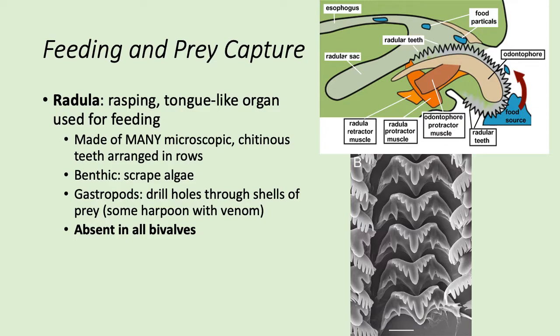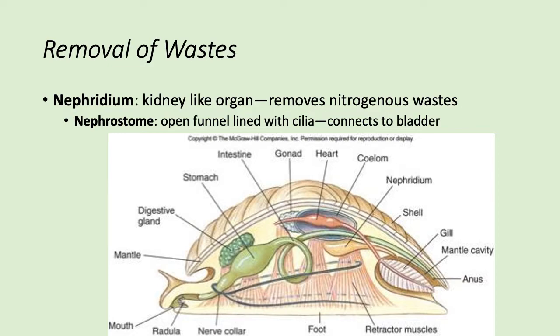All right, moving on to removal of waste, or basically the excretory system. The big word you should probably associate with mollusks is the nephridium. It's a kidney-like organ situated right here in yellow, and it removes nitrogenous waste. And the tube that connects it to the bladder is the nephrostome, which is not pictured here.